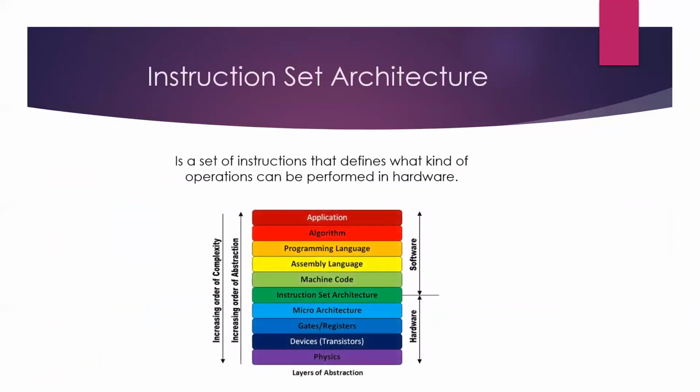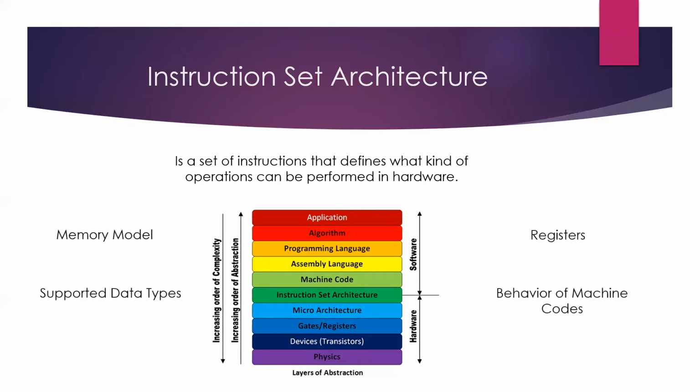So next, we have here the instruction set architecture. It is a set of instructions that defines what kind of operations can be performed in hardware. It is the language of computers. It is sometimes called architecture or computer architecture, which is the abstract model of computers. It also bridges the hardware to the software. The ISA describes the memory model, supported data types, registers, and behavior of machine code.